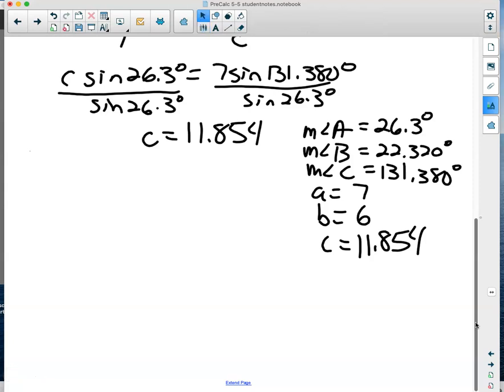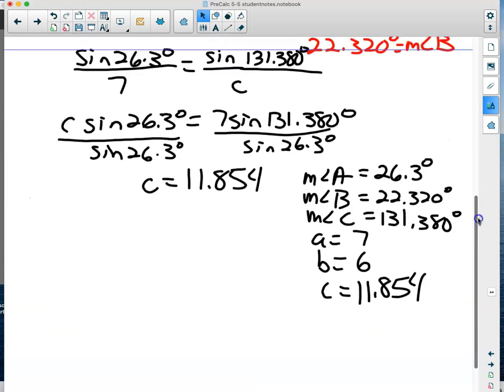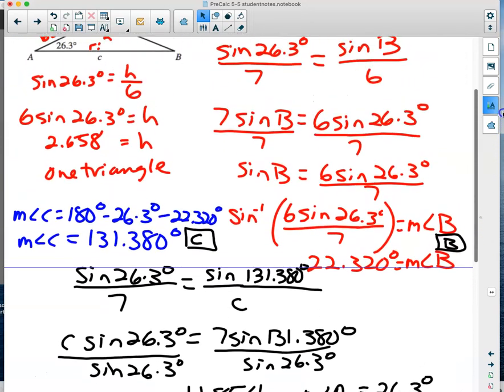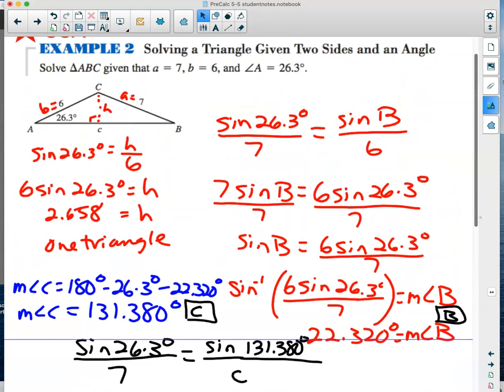Ben? The Pythagorean theorem? We don't have right triangles. Let me take a peek at what you're talking about. Oh, okay. So you're saying in those two triangles that we broke apart there.